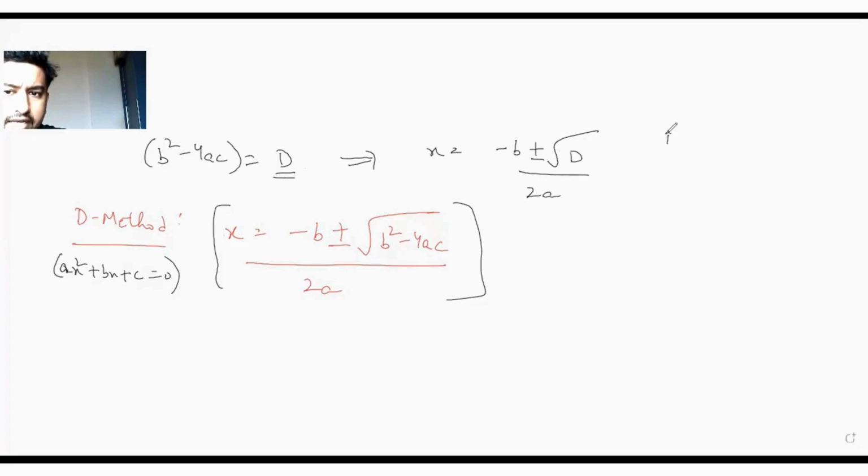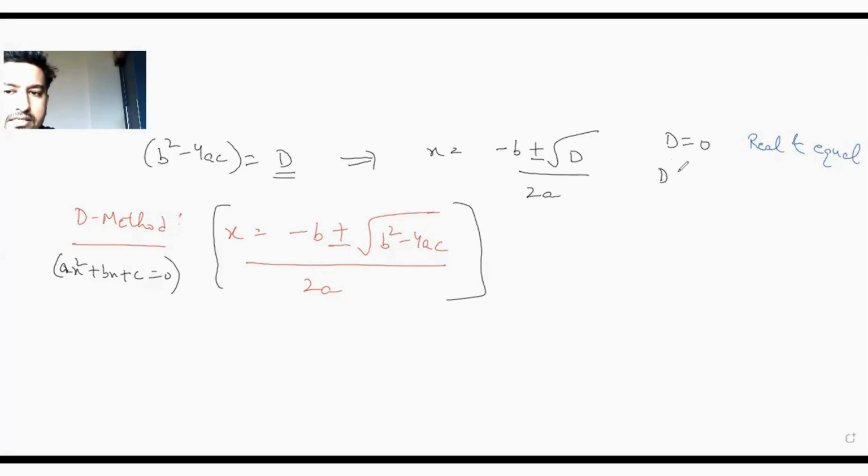If D is 0, see what happens. If D is 0, this part is 0, so both the roots would be minus b by 2a, right? So what do we say? If D is 0, that means there's no discriminant contribution. So the roots are real and equal, right? The roots are real and equal.